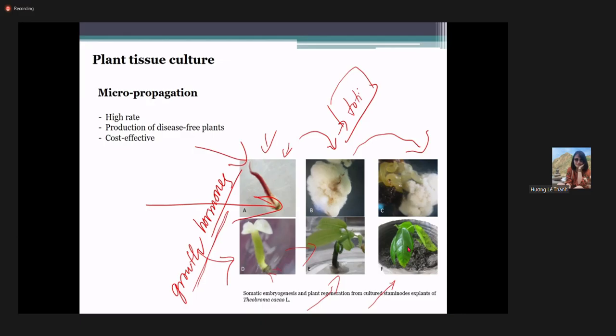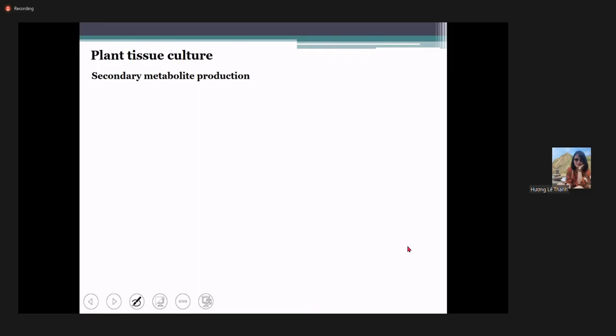The next purpose of plant tissue cultures is secondary metabolite production. About the hairy root: the compounds are produced under controlled conditions, so the quality of the product will be consistent. Production of novel compounds takes less time and is cheaper compared to labor cost. We can minimize the labor cost when using hairy root cultures.